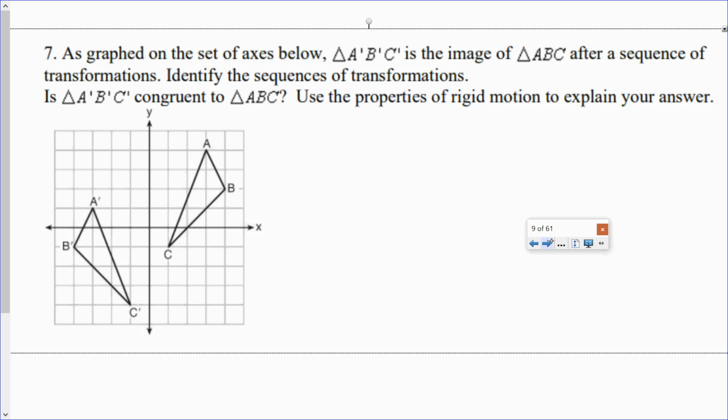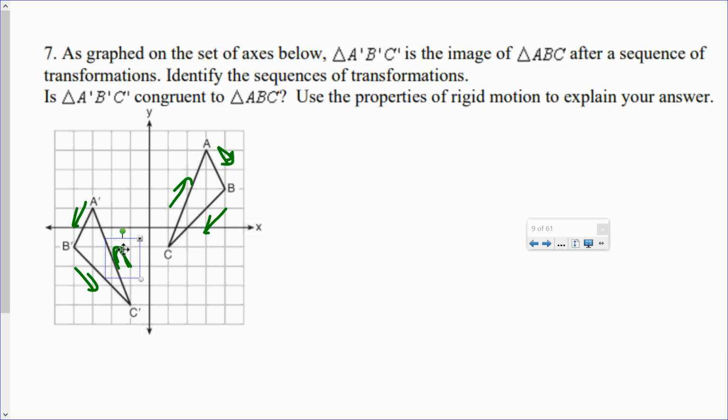That's it. This one kind of incorporates two of the things we just did. As graphed in the set of axes below, triangle A'B'C' is the image of triangle ABC after a sequence of transformations. Identify the transformations. Translate, rotate, reflect, check for orientation. This one is going clockwise. This one is going counter. The orientation's different, so there must be a reflection.